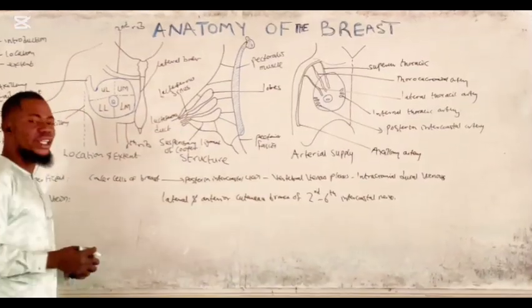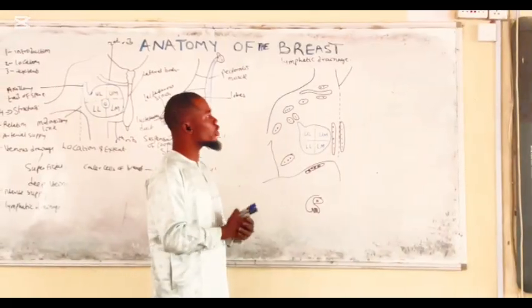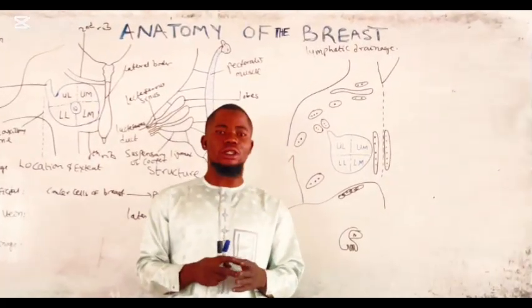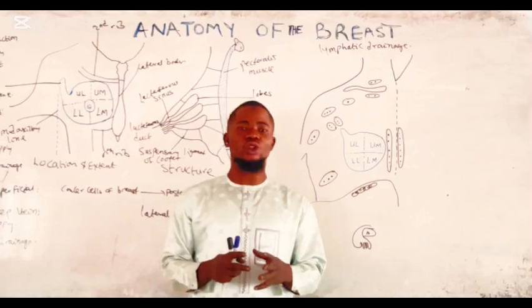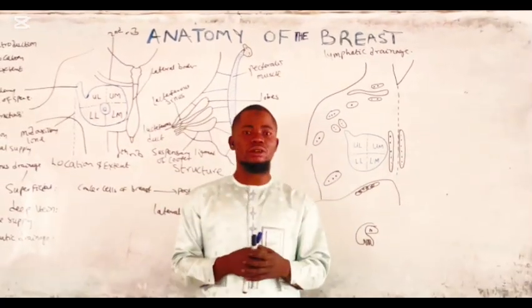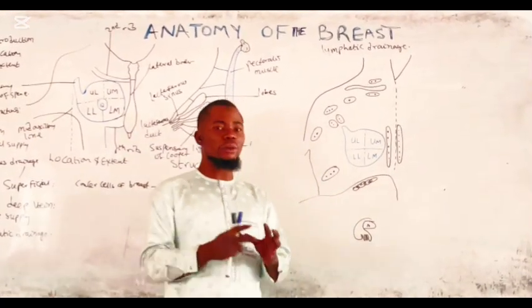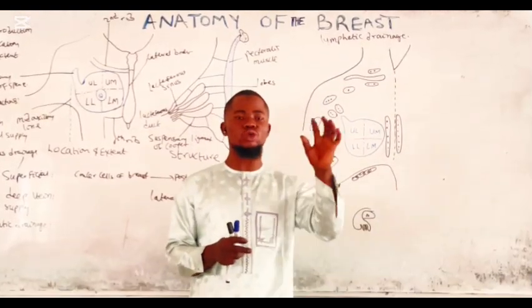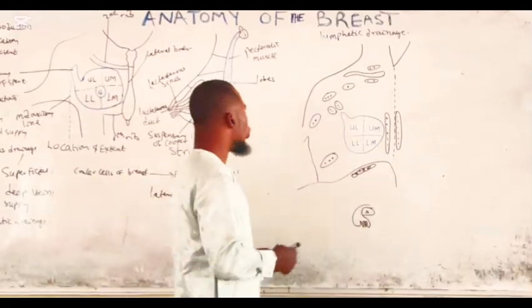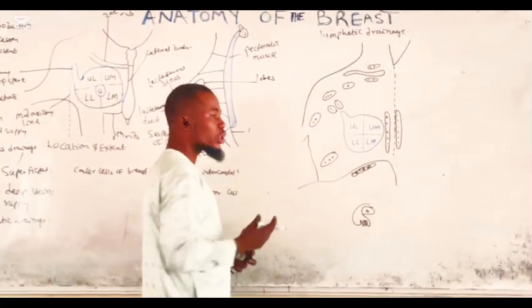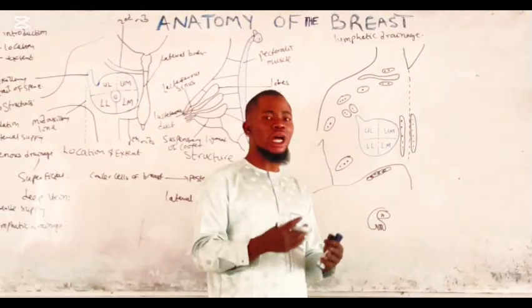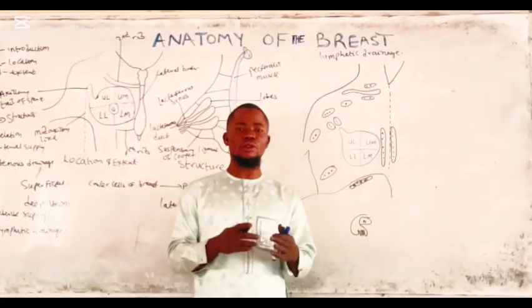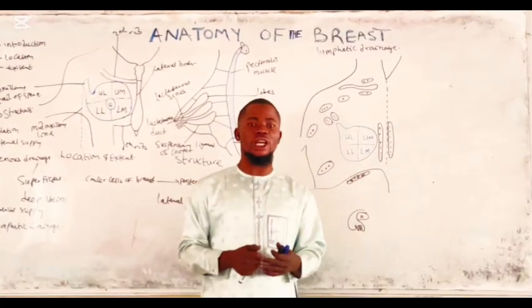Next one is the lymphatic drainage. The lymphatic drainage of the breast is very important to take note of because the cancer of the breast migrates to other regions through the lymphatic vessels. For a better understanding, the lymphatic drainage of the breast can be discussed under two main things. First, we will look at the lymph nodes, and we will also discuss the lymphatic drainage vessels.